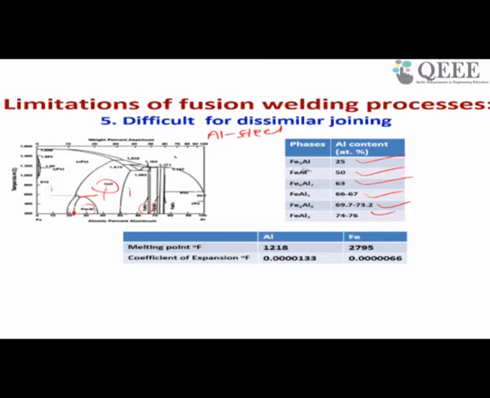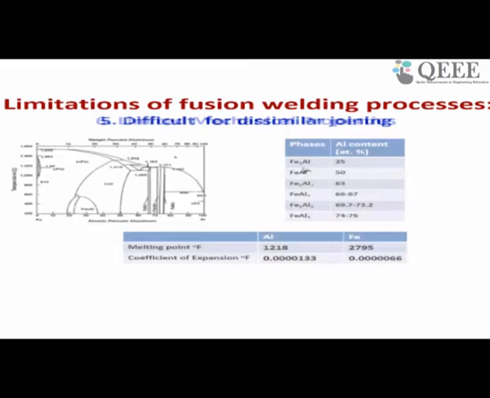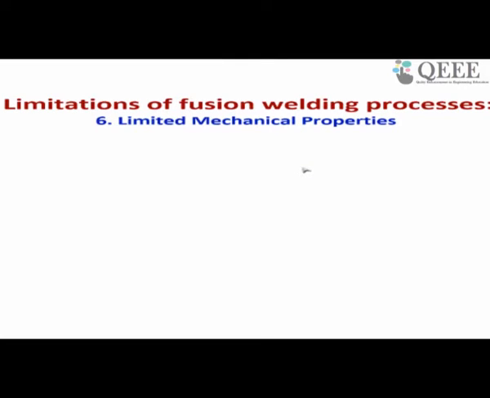And these intermetallic particles are brittle. So whenever you have this kind of intermetallic at your interface, then when you do testing, a crack will start at that interface of the intermetallic particle and will propagate very easily. As a result, you will get very low joint strength. So that is not desirable. That's why you get very limited mechanical properties in fusion welding processes.